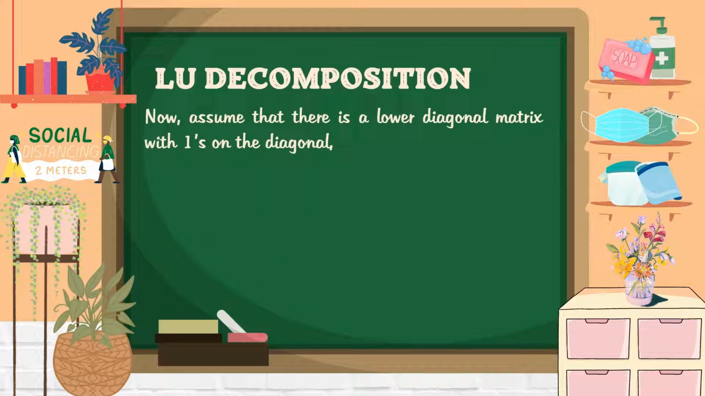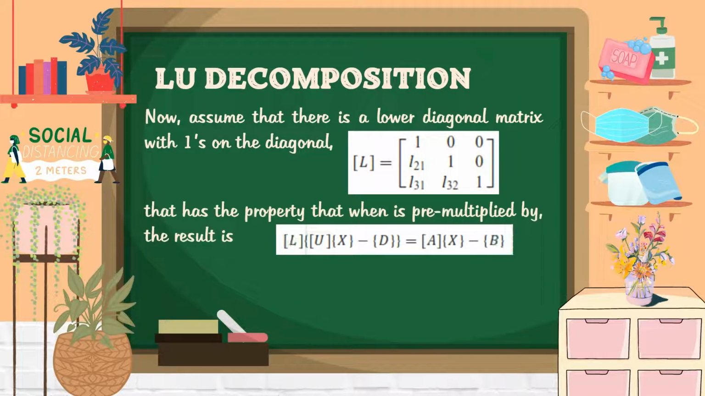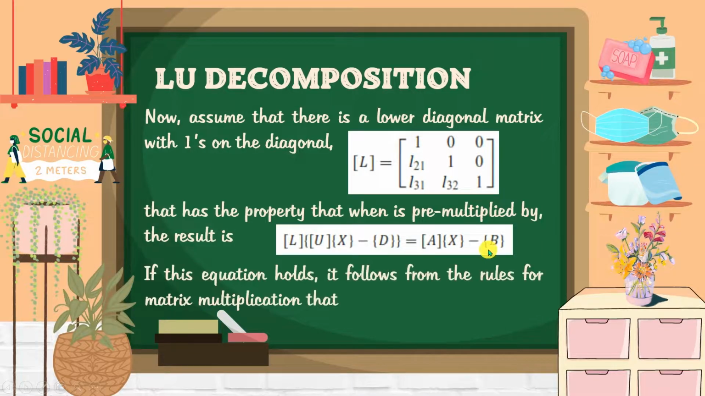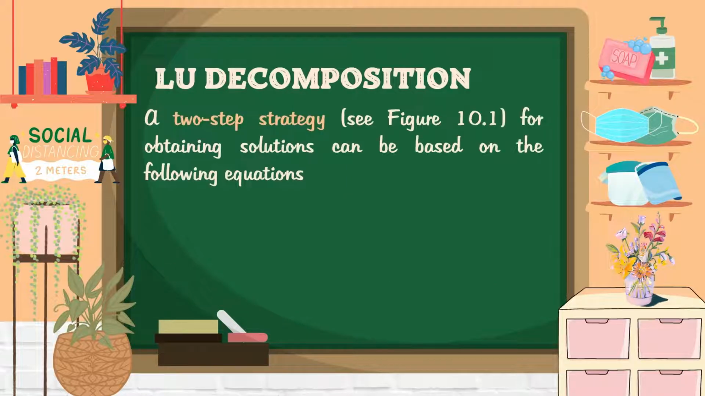Now assume that there is a lower triangular matrix L with ones on the diagonal that has the property that when the upper triangular system is pre-multiplied by it, the result is the original equation. If this equation holds, it follows from the rules for matrix multiplication that LU = A and LD = B. So a two-step strategy, as shown in figure 10.1, for obtaining solutions can be based on the following equation.